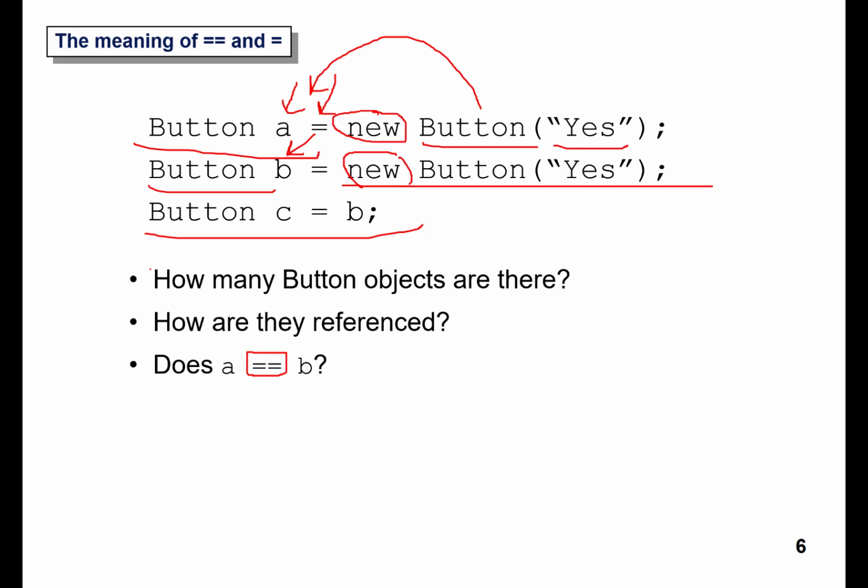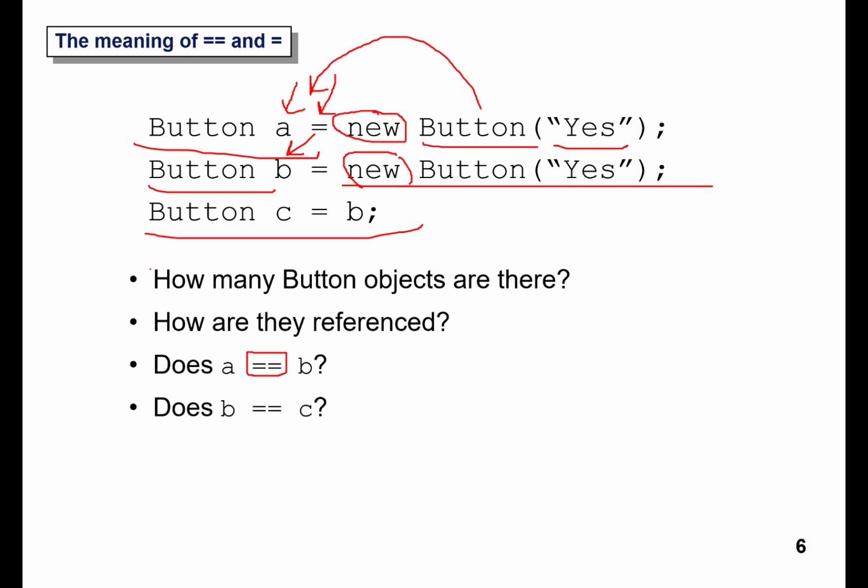So what we've done is we've created two completely different objects, although they look the same. They both are created using the new keyword. We're using the button class, and we've initialized both their values to yes, so they look the same, but they're not the same. They're two different buttons stored at different address locations within memory. So does A double equals B, meaning are they the same object? The answer is no.